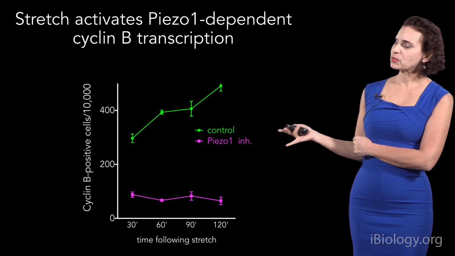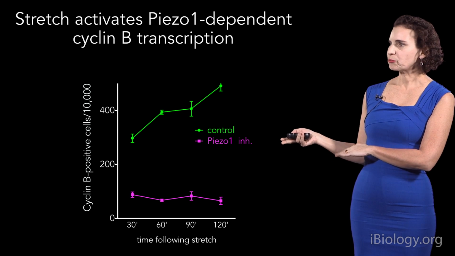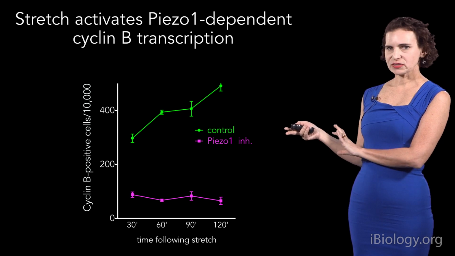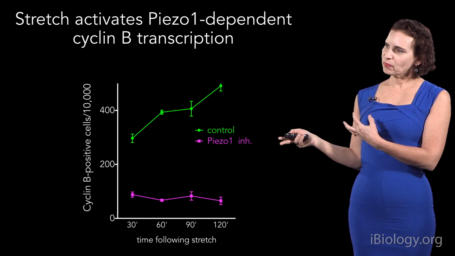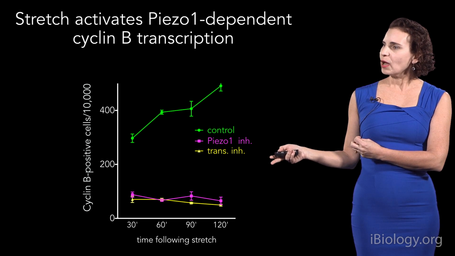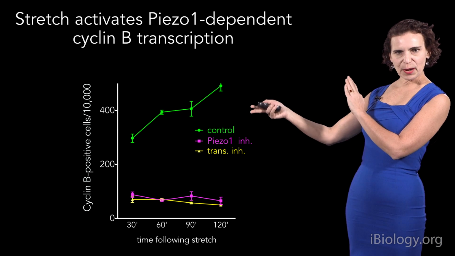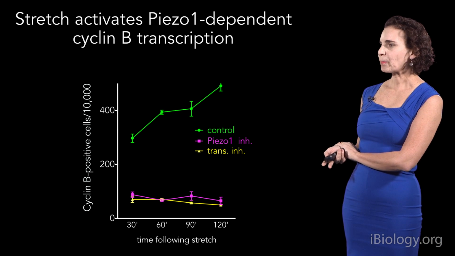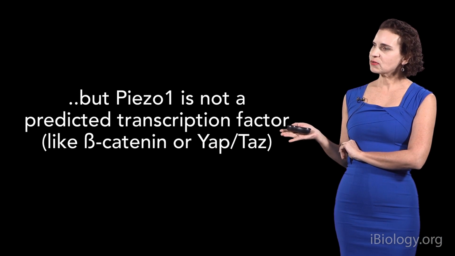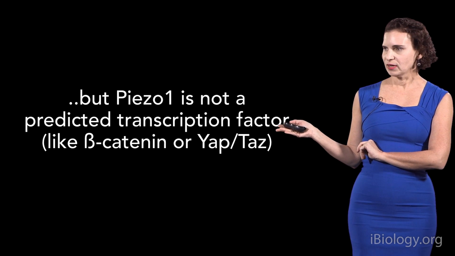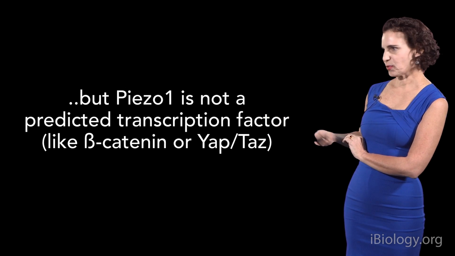Cyclin B could be produced either by blocking its degradation, activating transcription, or activating translation. What we found by using transcription inhibitors is that piezo is really activating transcription. If we block transcription, this ramp up in cyclin B does not happen anymore. This finding was quite surprising to us because piezo is not known to be a transcription factor, whereas beta-catenin, YAP, and TAZ are.